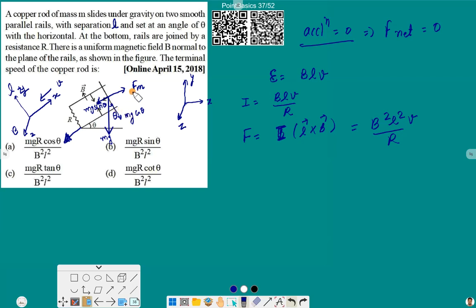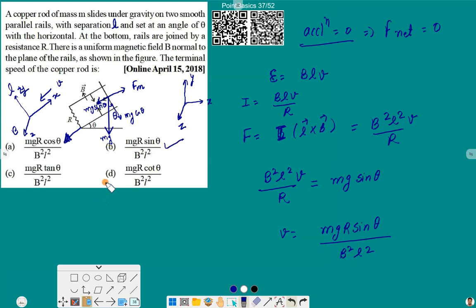So this magnetic force, as per our initial condition, at terminal speed, acceleration should be 0. So this magnetic force should balance out this mg sine theta component. Or from this we can say B square L square V divided by R should equal mg sine theta, and from this V will be mgR sine theta divided by B square L square, and that is option B for us.